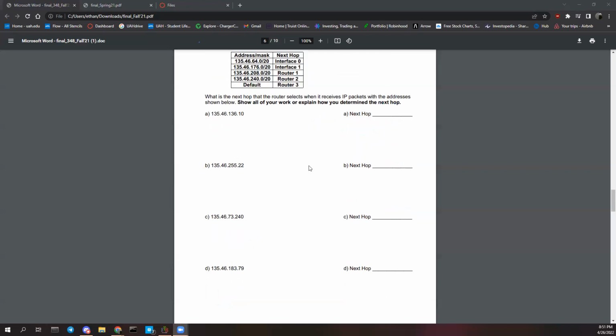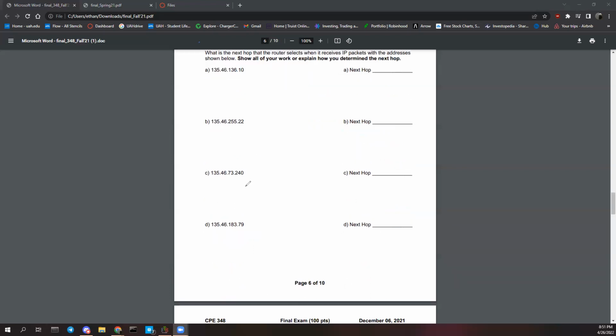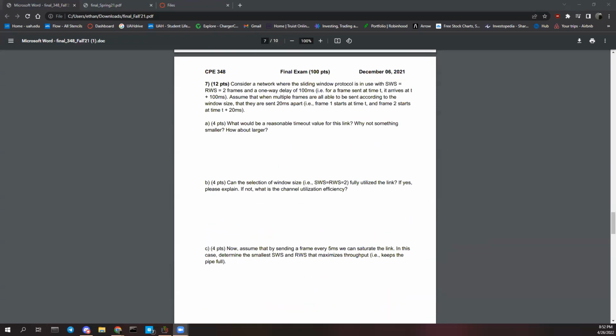Clear the drawings here so I can move everything down. Last is 183. 183 is 10110111. Here's our 4 after the first 2 octets. Looking back up at our interfaces, 183 is crazy close to 176. When you do the range math, 176 turns out to match. So you just go to I1. Easy peasy. And clear. So that's how that's done.